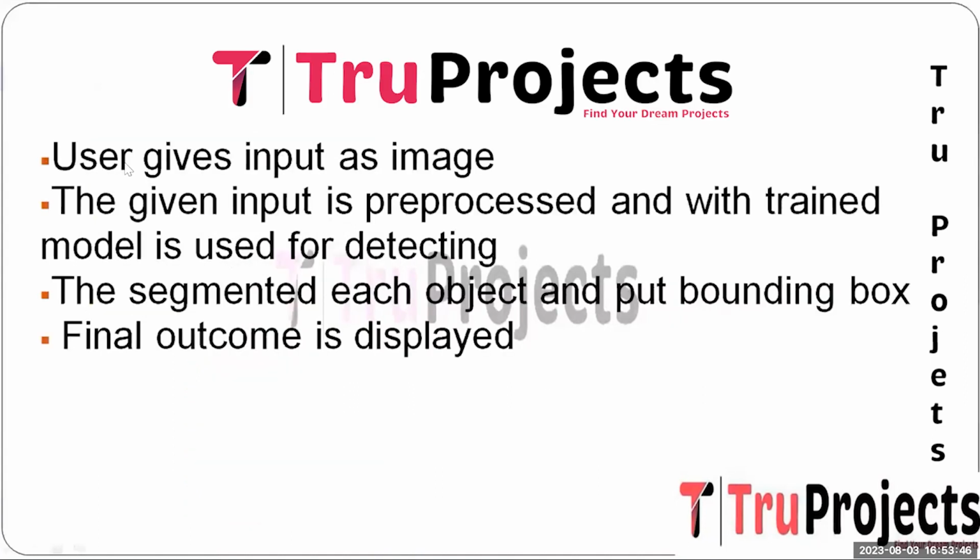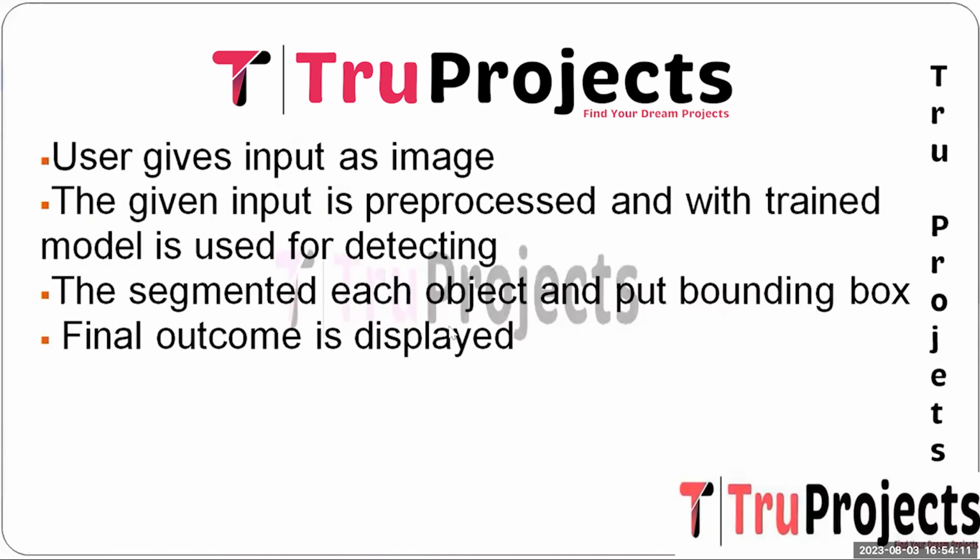And the next step is the user gives the input as an image. A user-friendly Flask interface allows the user to input the image for human and face detection. And the next step is the given input is pre-processed and trained with the model used for detecting. User-provided images undergo pre-processing including normalization, resizing, and formatting, aligning them with the model's input requirement.